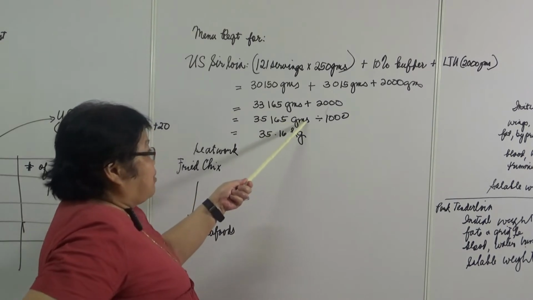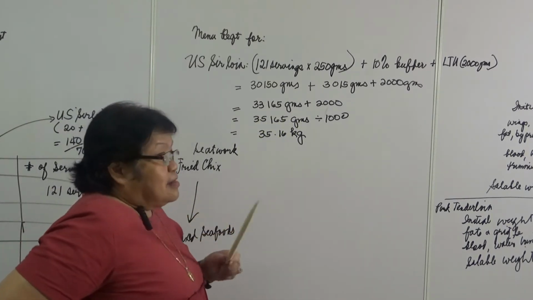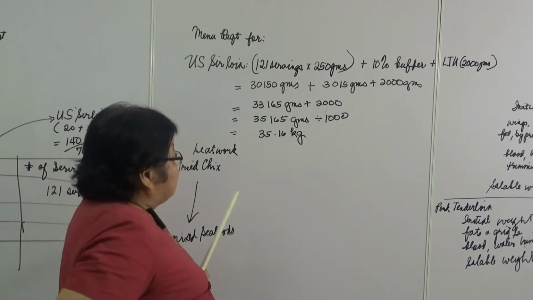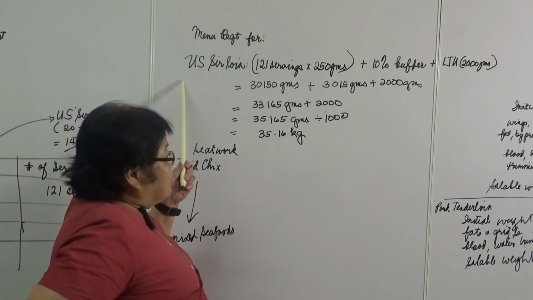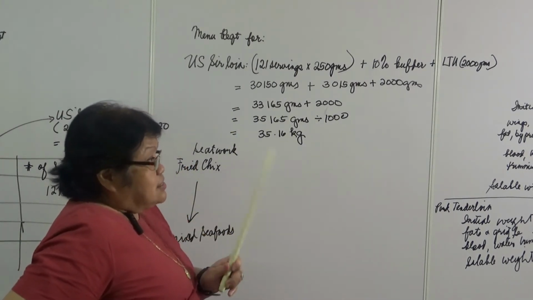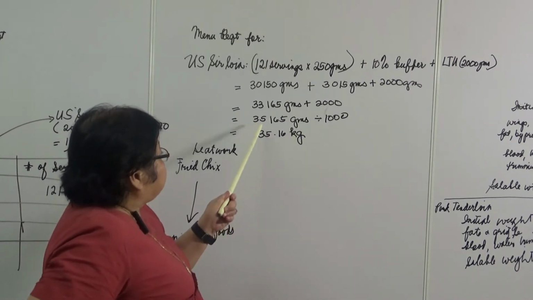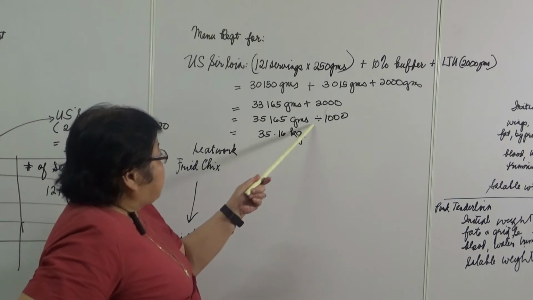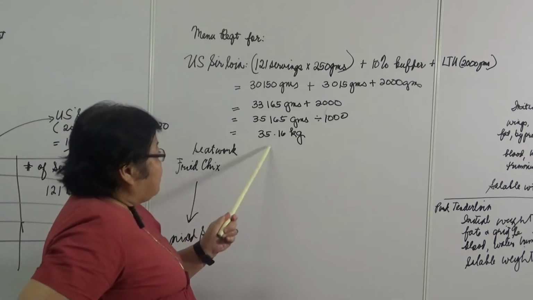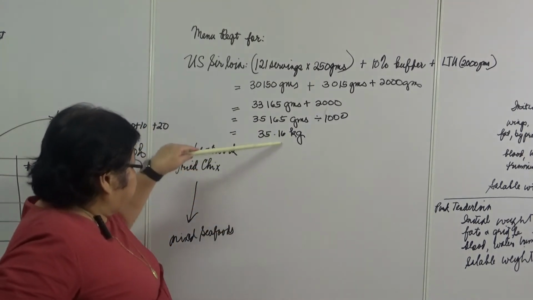35,165 grams. But you don't go to the supplier and say, may I order 35,000 grams of US sirloin? You have to divide it by 1,000. 1 kilo is equivalent to 1,000 grams. So 35,165 grams divided by 1,000 grams is 35.16 kilograms. So this is what you're going to be ordering.